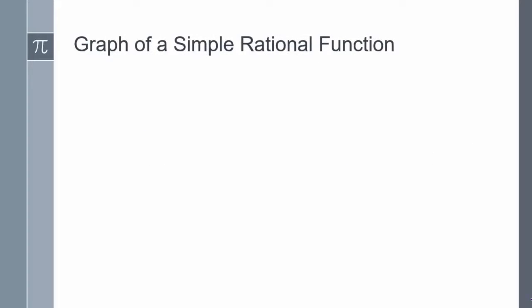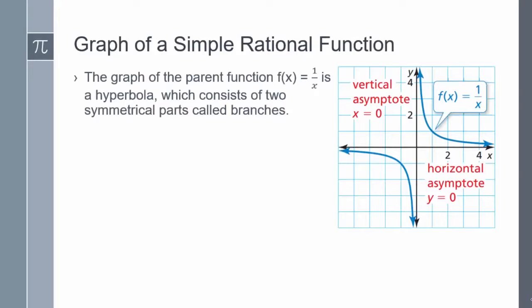Graph of a simple rational function. The graph of the parent function f of x equals 1 over x is a hyperbola which consists of two symmetrical parts called branches. Here are the branches for f of x equals 1 over x.